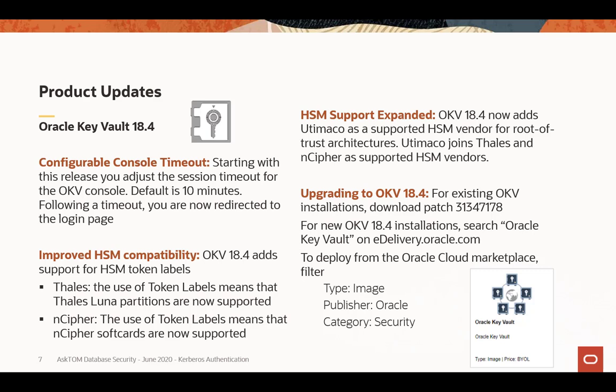To upgrade to 18.4, if you've got an existing 18 installation, you'll want to download patch 313-47178, and that's how you'll do your upgrade. If you want to install a new OKV 18.4 server, go to edelivery.oracle.com and search for Key Vault. And if you're working in the Oracle Cloud, we have already updated our Marketplace image. Go to the Oracle Cloud Marketplace, search for image type. The type of image is image, publisher is Oracle, and the category is security.